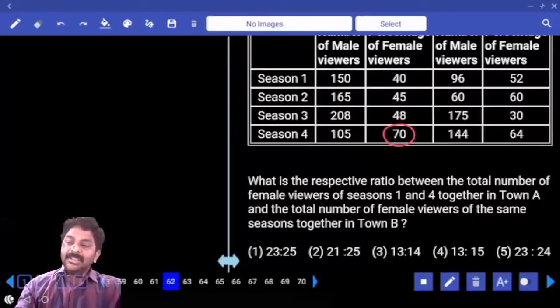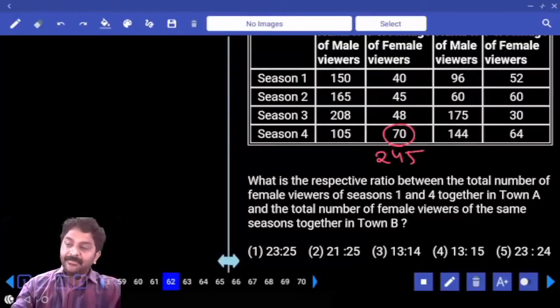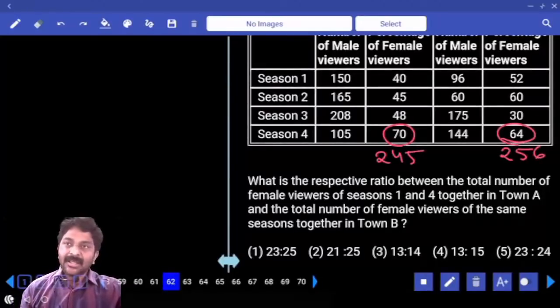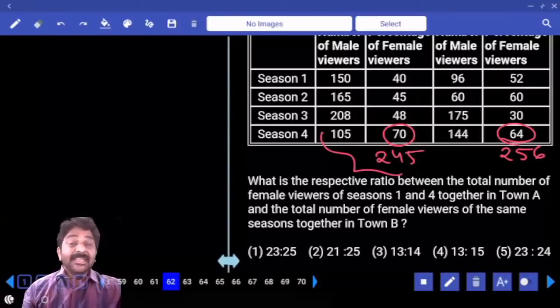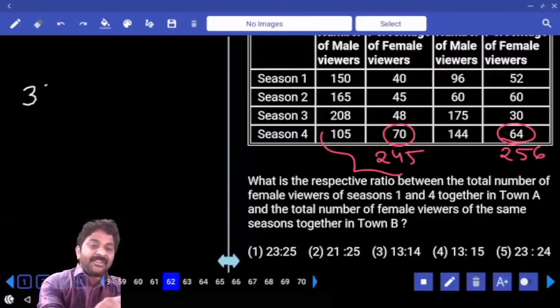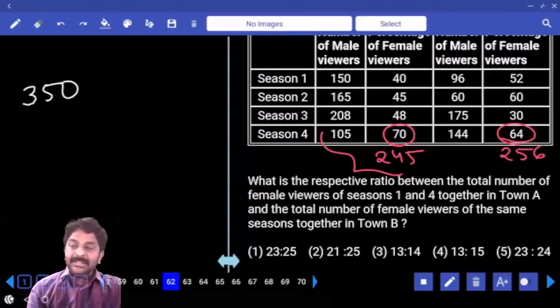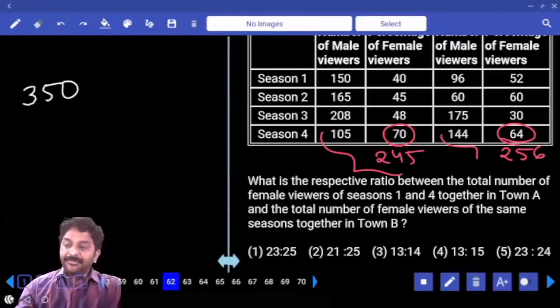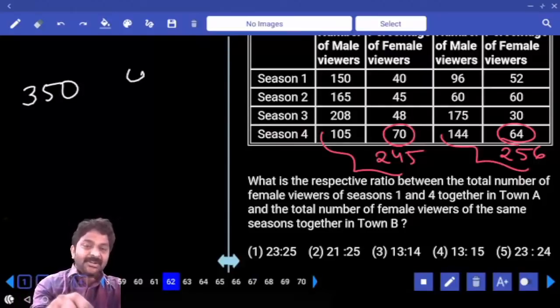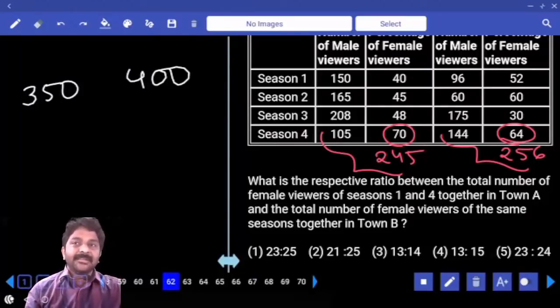Come on. What did we get here? 245. What did we get here? 256. Do you remember? Right. Reuse the data. So total viewers in town A season 4 is equal to 350. Come on. The same in town B: 144 plus 256, that is equal to 400. Correct. This is in season 4. But your question is about season 5.